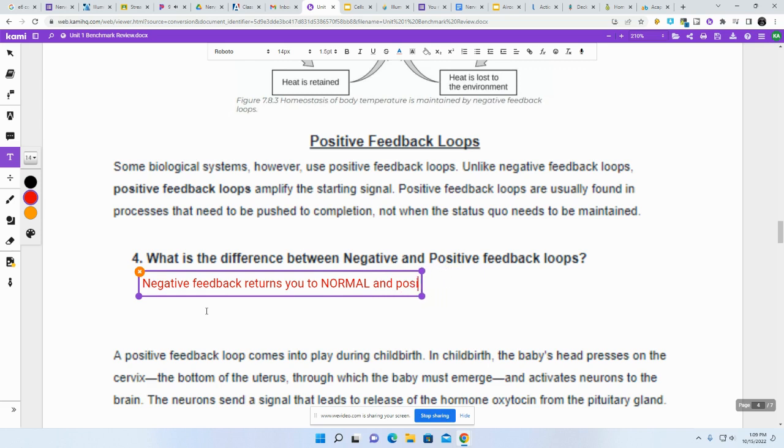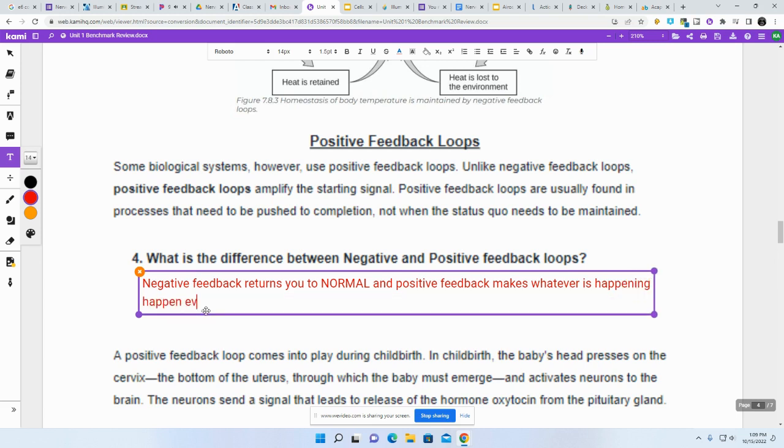positive feedback makes whatever is happening happen even more, or happen even stronger. So remember, I gave the example of labor contractions when a woman is having a baby. Well, when she has a contraction, that causes a hormone to be released, which causes more contractions, which causes more hormones, which causes more contractions. So it just keeps going up. It doesn't return it to normal. It just keeps going up.